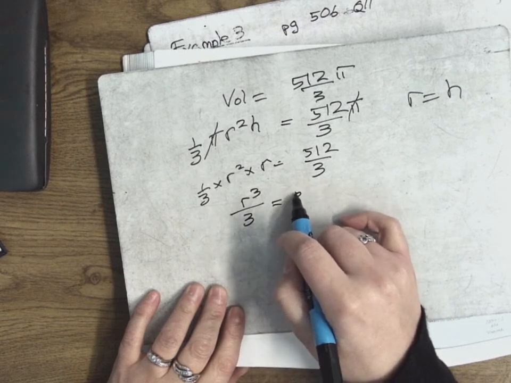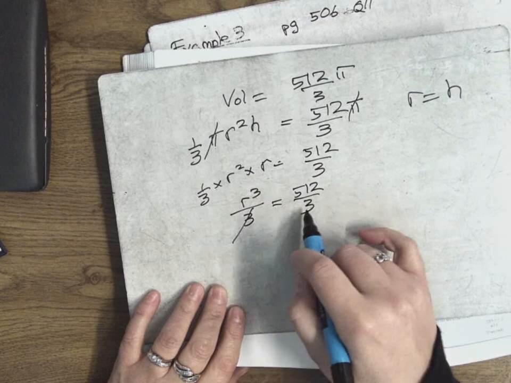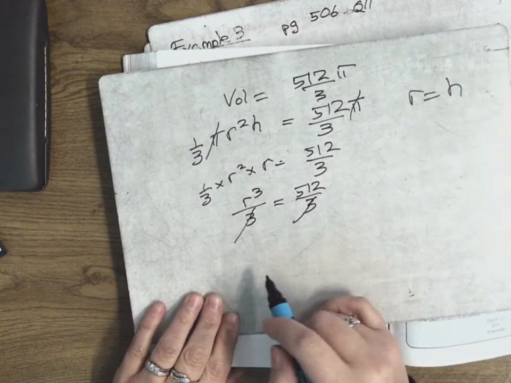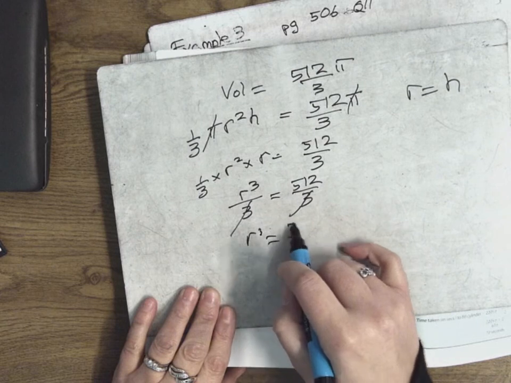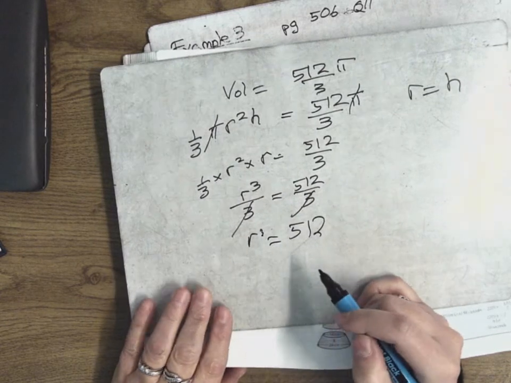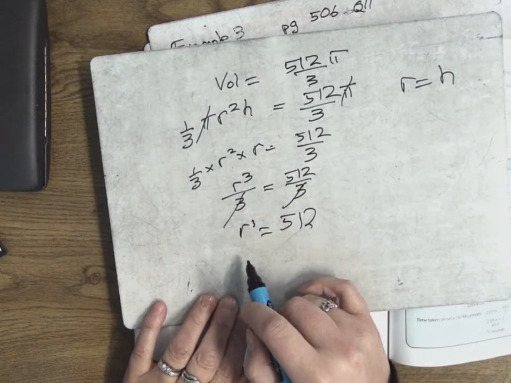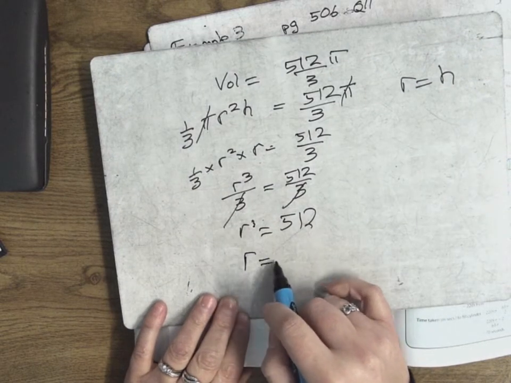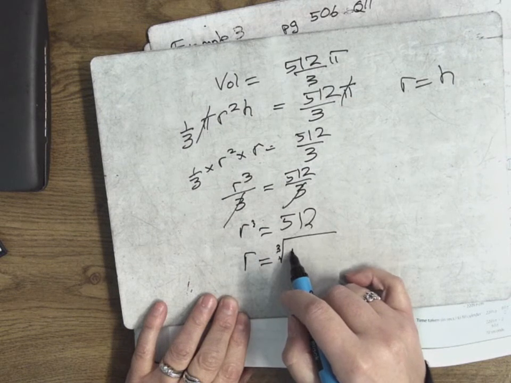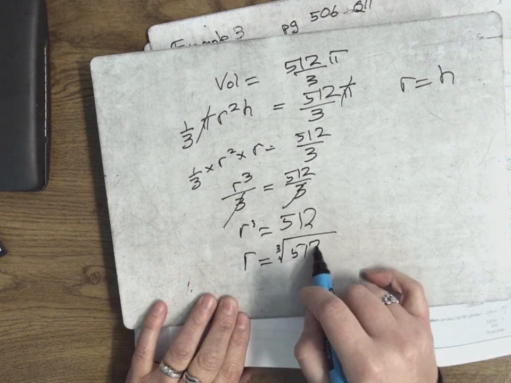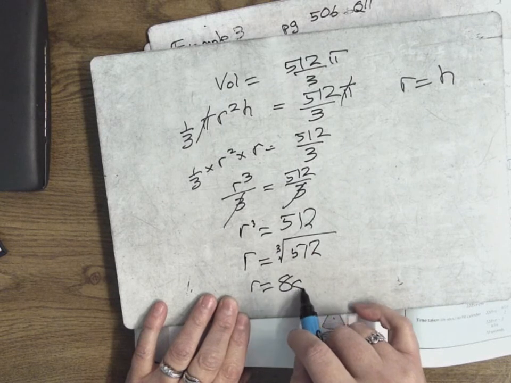Equals 512 over 3. They're both over 3, so you can knock off the over 3's. So you get r cubed is equal to 512. How will I find out what number by itself 3 times will give me 512? What's the button you press in the calculator? It's the cube root. So it's shift and square root, 8, is it? Thank you. So r is equal to 8 centimetres.